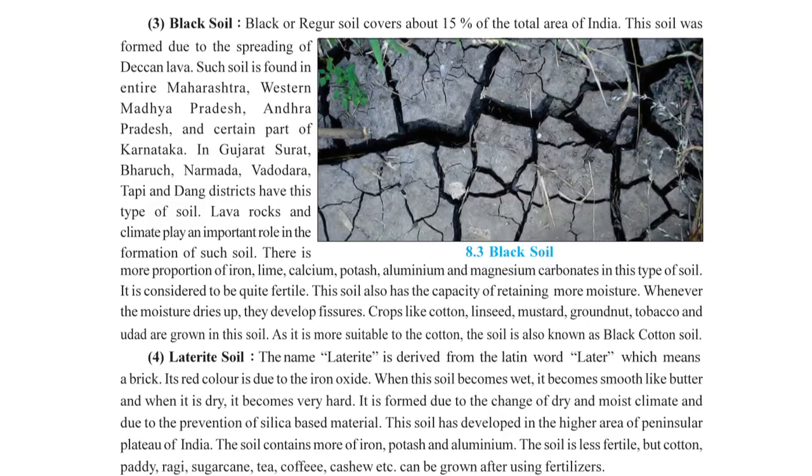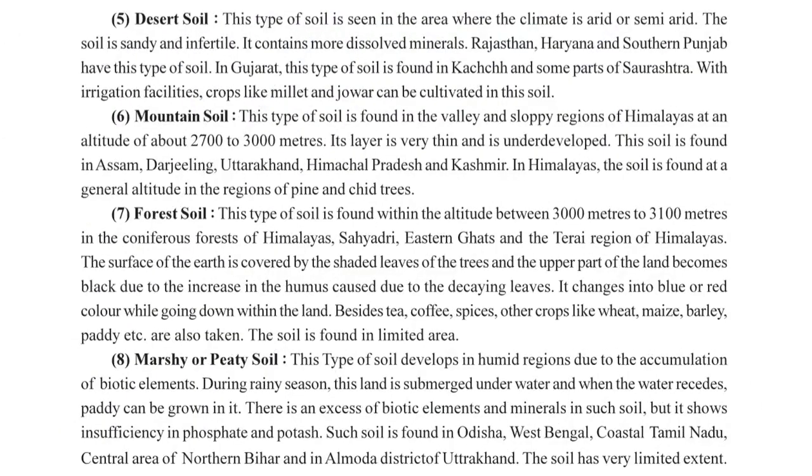Students, moving to the next category, we have desert soil. This type of soil is seen in areas where the climate is arid or semi-arid. Now what is an arid or semi-arid region? An arid or semi-arid region means a region which receives little or very little rainfall. Generally this type of soil, if you can remember, we are able to see in parts of Rajasthan, to the north of Gujarat. The soil is sandy and infertile. I repeat, it is sandy soil, infertile soil.